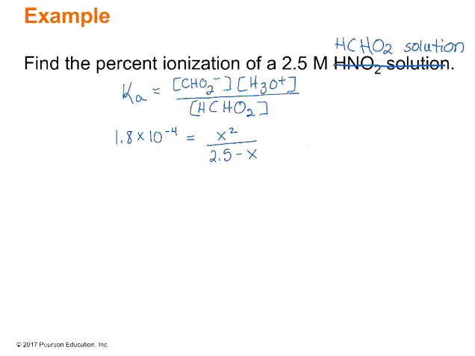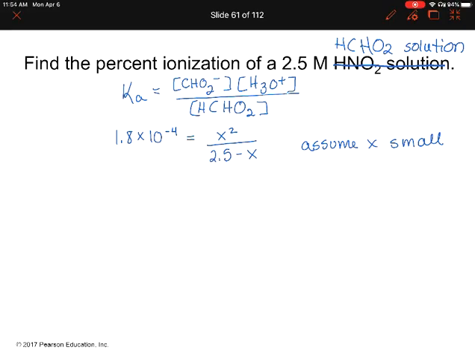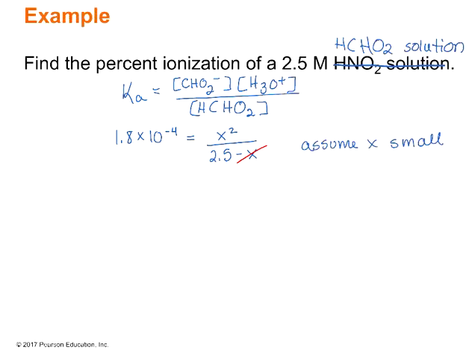Now, again, we're going to assume that x is small, and hopefully that is true, and we don't have to use the quadratic formula. So I'm just going to cross out the x in the denominator. We're going to assume that it's not going to have a large impact on the initial concentration. Okay, so now we're just going to perform our calculation here and solve for x.